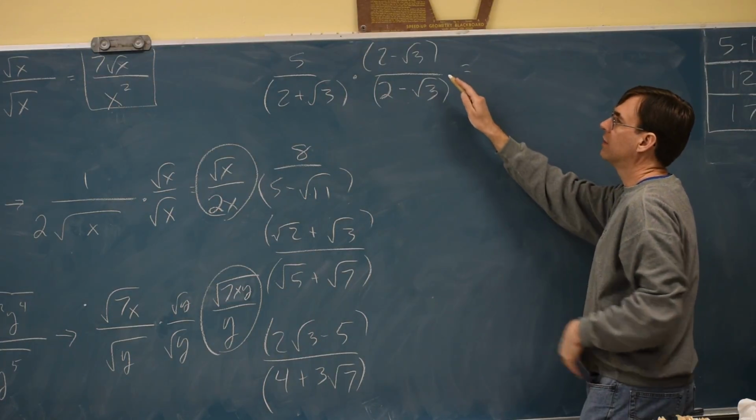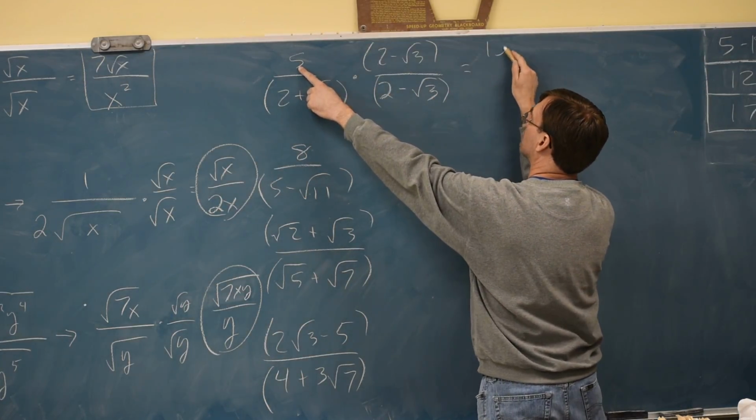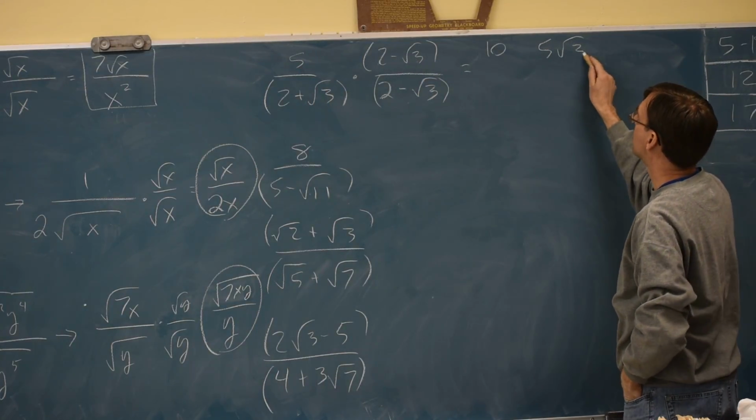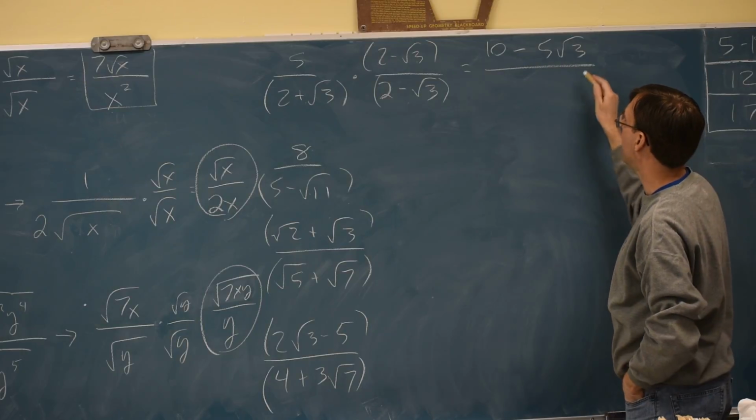On the top, we have a distributive problem to do. 5 times 2 is 10. 5 times root 3 would be 5 root 3. Get the minus in there.